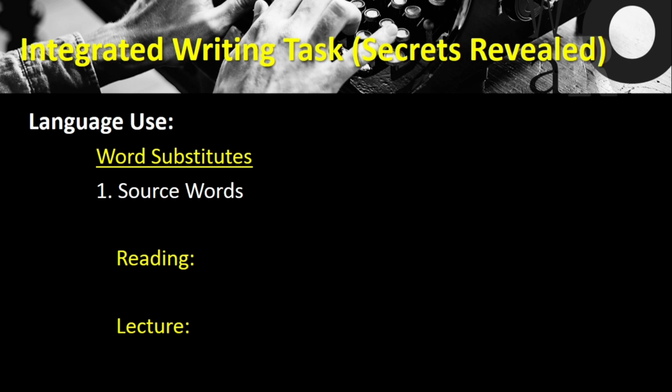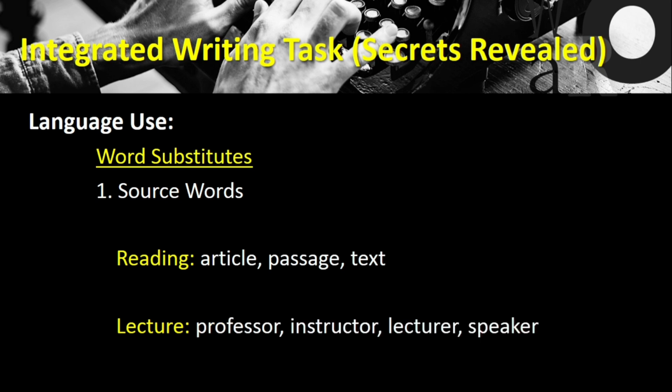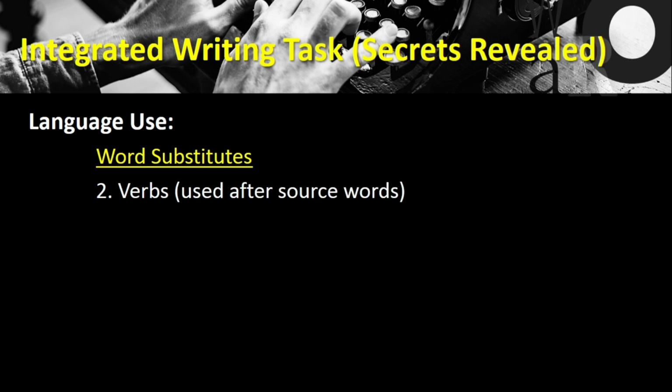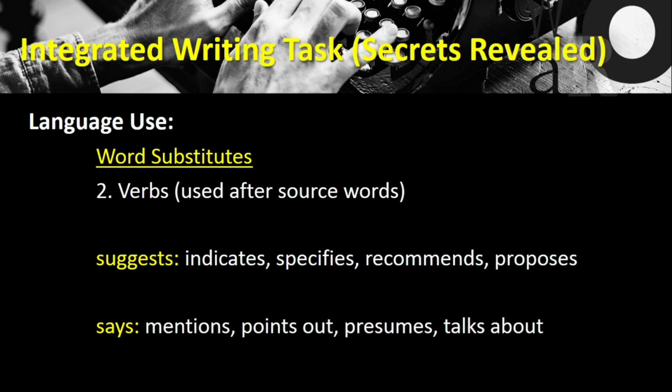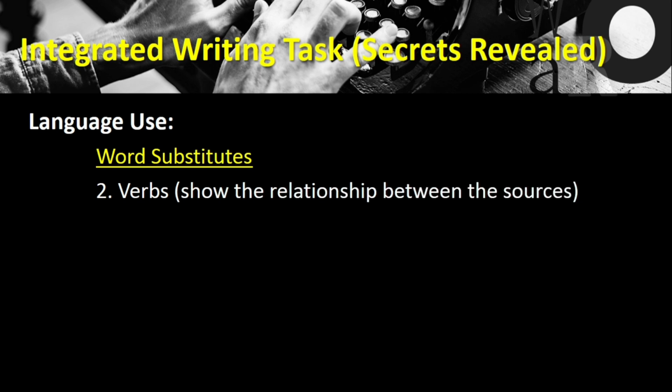Now for reading, you may use the words article, passage, and text. While for the lecture, you may use the words professor, instructor, lecturer, or even speaker. Next are the verbs that follow our source words. Instead of saying, the reading suggests, and the article suggests, make use of word substitutes like indicates, specifies, recommends, or proposes. As for the verb says, which commonly follows the source word professor, use words such as mentions, points out, presumes, or talks about.